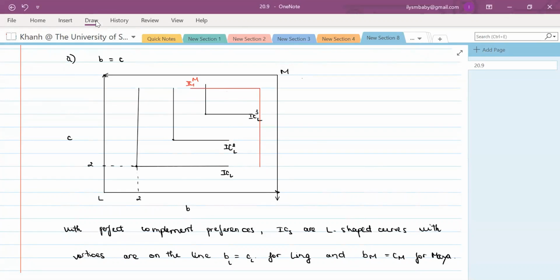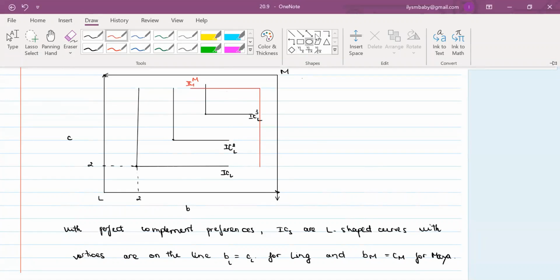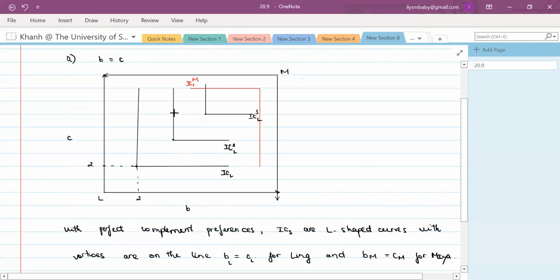I'm going to draw a few more. Later on, I'm going to prove that these curves are going to be touching the indifference curve for Ling at the point over here. As you can see, the way I draw it is indifference curve 2 for Maya.